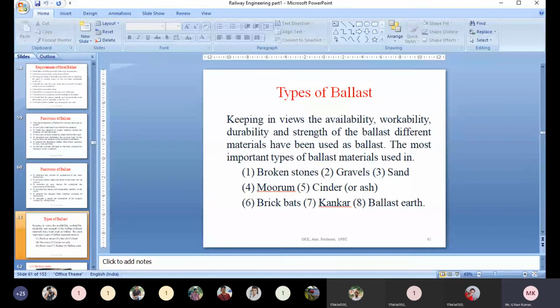Ballast earth is nothing but the earth which is highly strong. Understand? So it is strong enough that it can be directly used as a ballast without providing any concur or any coarse aggregate. That is called ballast earth. Understand? We can define ballast as a layer of broken stones, gravel, muram or any other granular material placed and packed below the sleepers and around the sleepers for distributing load from the sleepers to the earth, or from the sleepers to the formation. So like this we can define a ballast.